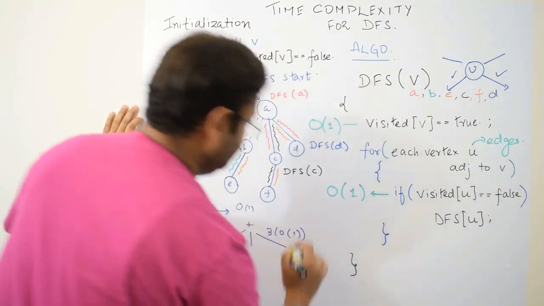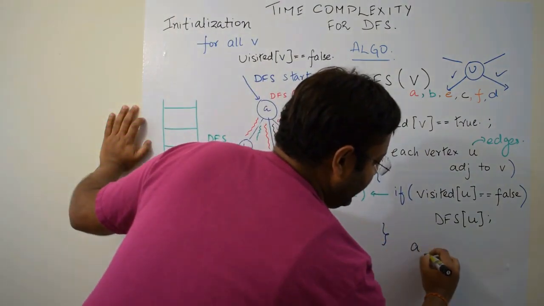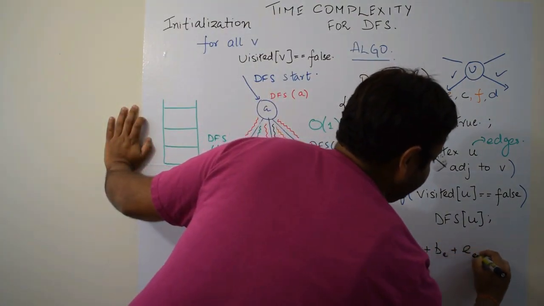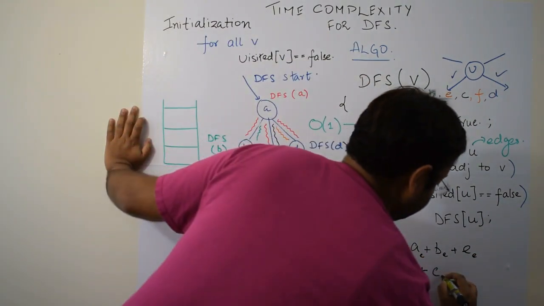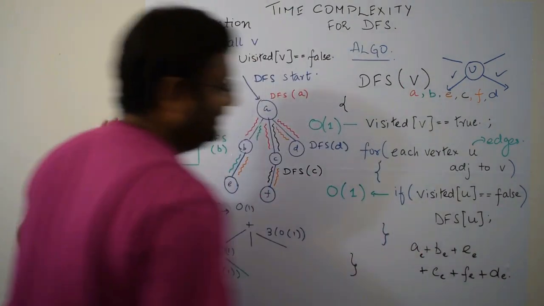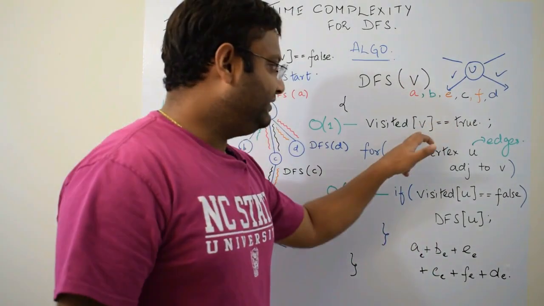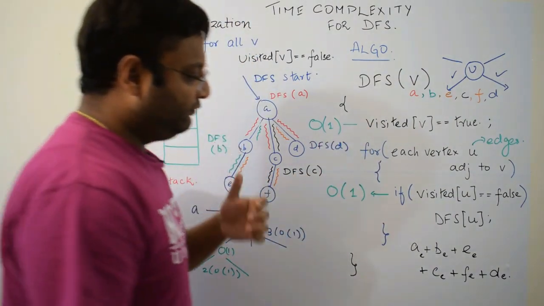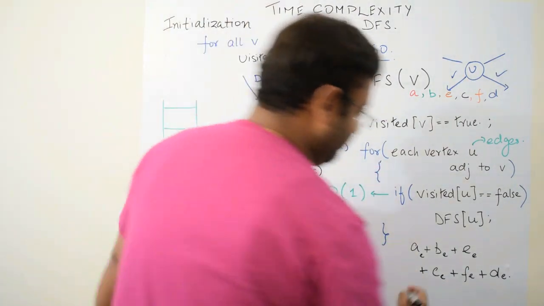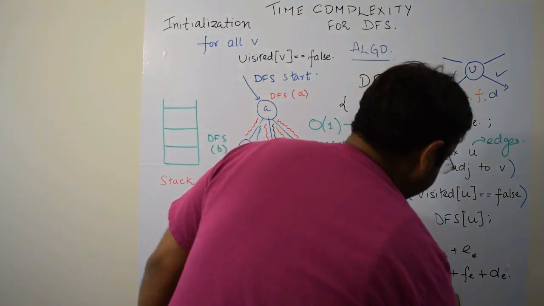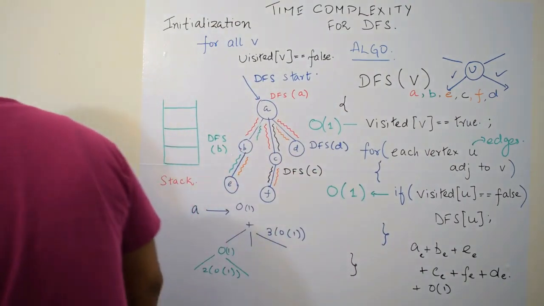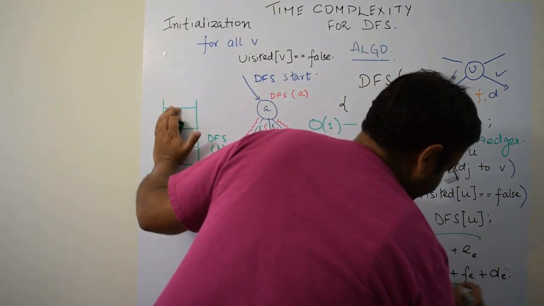First of all, the number of edges A has, plus the number of edges B has, plus the number of edges E has, plus the number of edges C has, plus the number of edges F has, plus the number of edges D has. Correct. And also for every vertex this statement will be called, right? So for each of them, a constant amount of work, the number of vertices there are, it will also be called, right? I'm just not writing it because it's a constant amount of time, so it will be O(1) only, right? And this is what? This is proportional to the total number of edges this graph has.